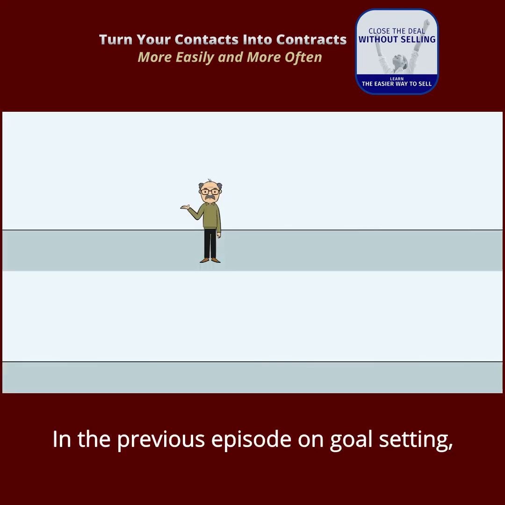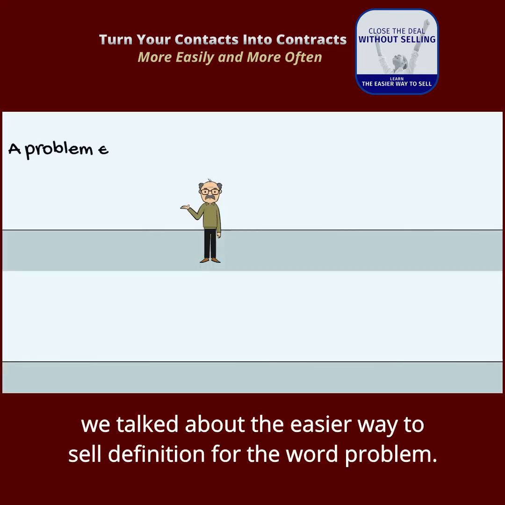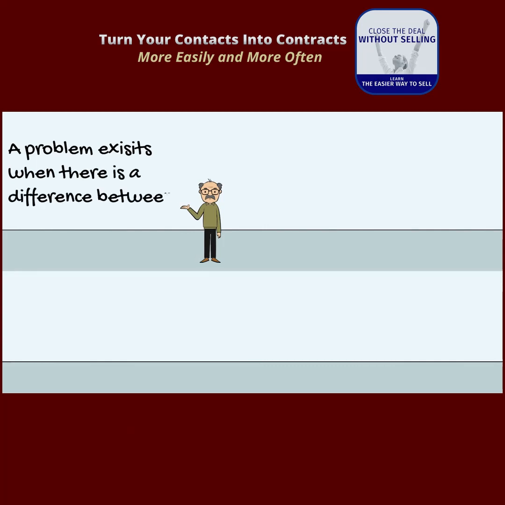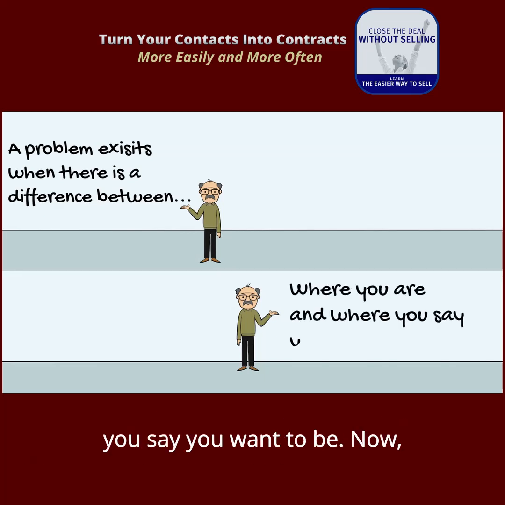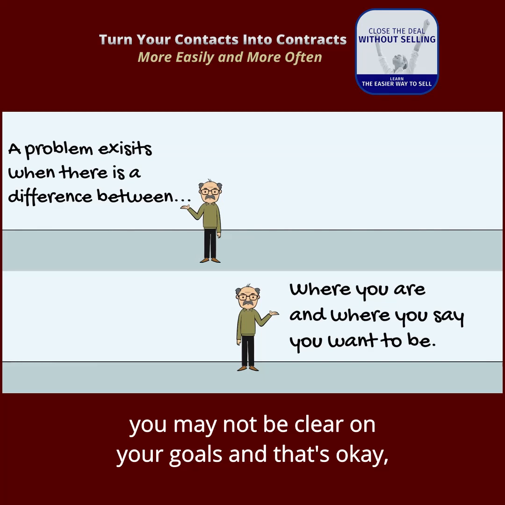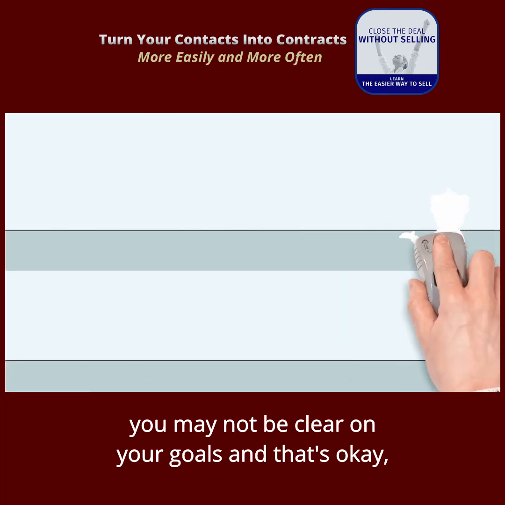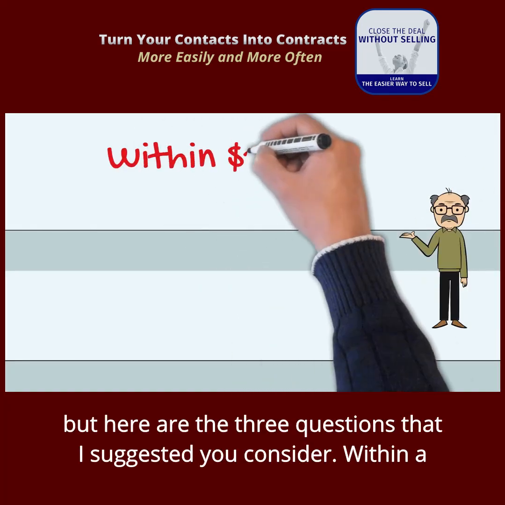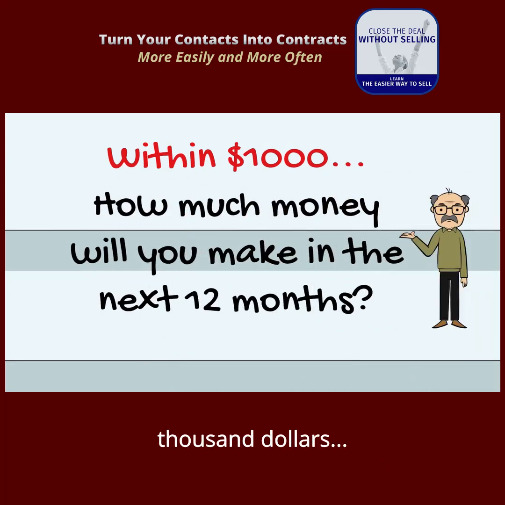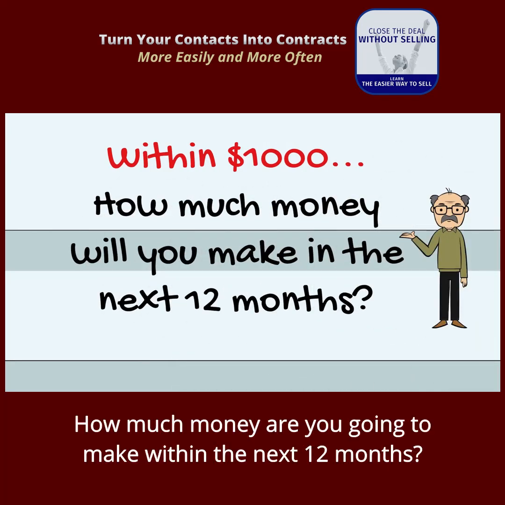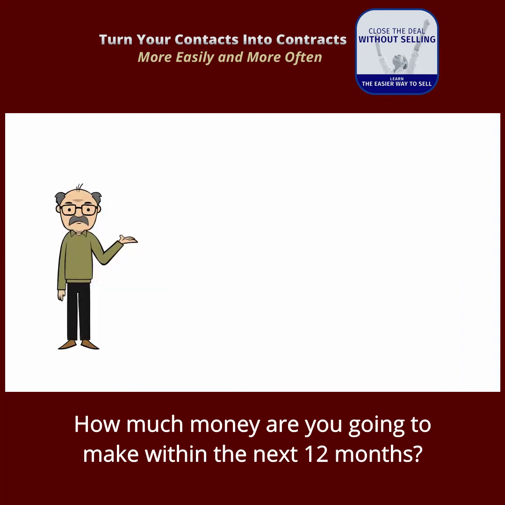In the previous episode on goal setting, we talked about the Easier Way to Sell definition for the word problem. A problem exists when there's a difference between where you are and where you say you want to be. Now, you may not be clear on your goals, and that's okay, but here are the 3 questions that I suggested you consider. Within $1,000, how much money are you going to make within the next 12 months?